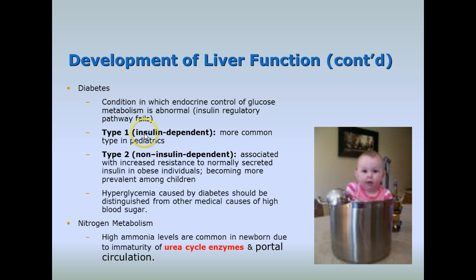But diabetes is a condition in which the endocrine control of glucose metabolism is abnormal. We talked about that, type 1 versus type 2. Type 1 is more common in pediatrics. Another thing that we see is an immaturity of urea cycle enzymes and portal circulation, so we can see higher ammonia levels sometimes. Notice I have that highlighted in red. That usually means you need to know it.